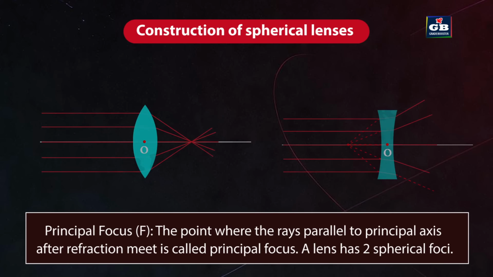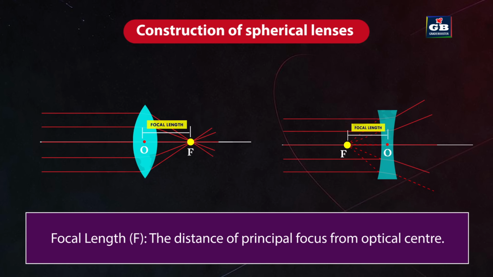Principal focus F: the point where the rays parallel to the principal axis meet after refraction is called principal focus. A lens has two principal foci. Focal length f: the distance of the principal focus from the optical center.